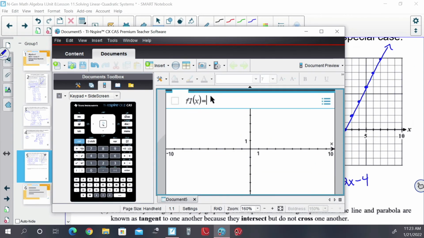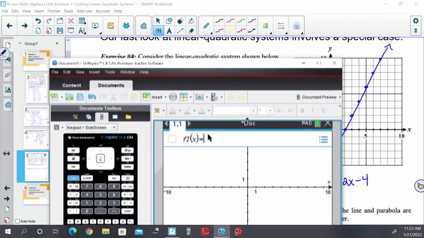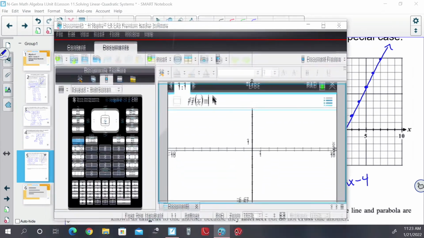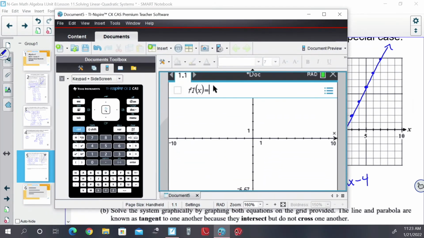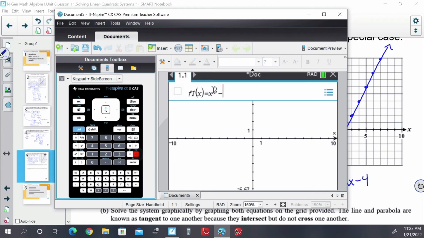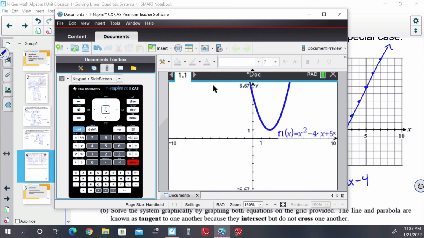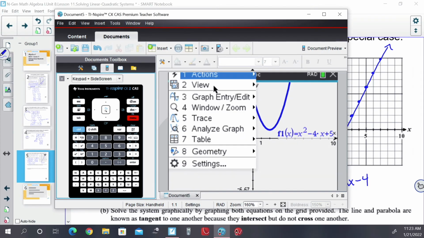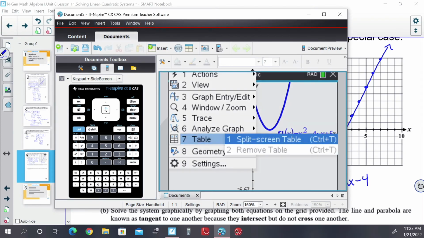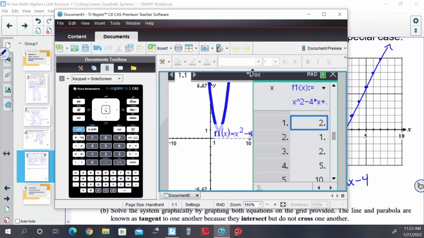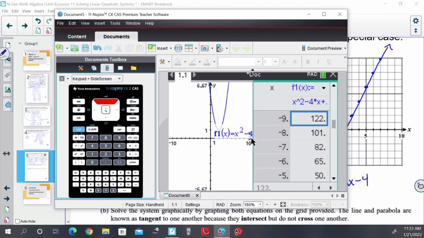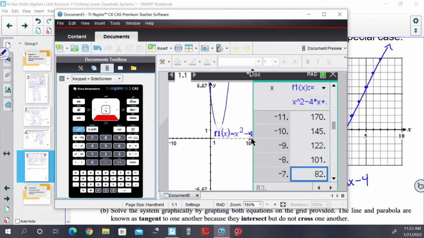As if it's not small enough already. There we go. x squared minus 4x plus 5. All right, so x squared minus 4x plus 5. Excellent. I just need that table. There it is. All right. Now, man. If I only knew why that was happening. Technology. Okay, so I've got my table of values.